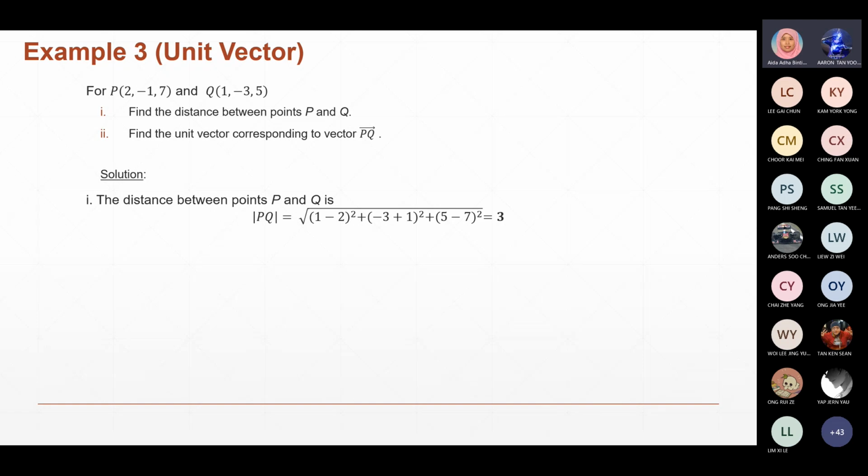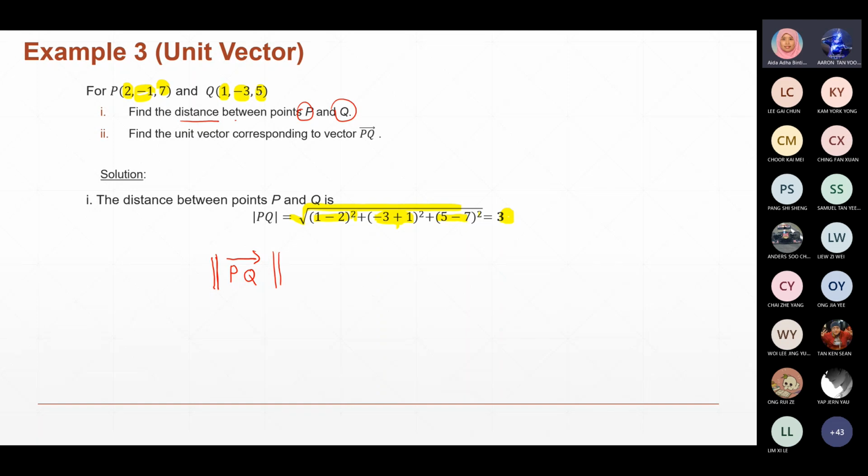All right, so next, this is an example. The question asks, find the distance between the point P and the point Q. We can write the notation P to Q, and you can write it with two lines; if you want to put the double line, that is also no problem. To find the distance, we look at the x coordinate: 1 minus 2 squared, plus negative 3 minus negative 1 squared, plus 5 minus 7 squared. You need to square root everything, and you have 3 here.